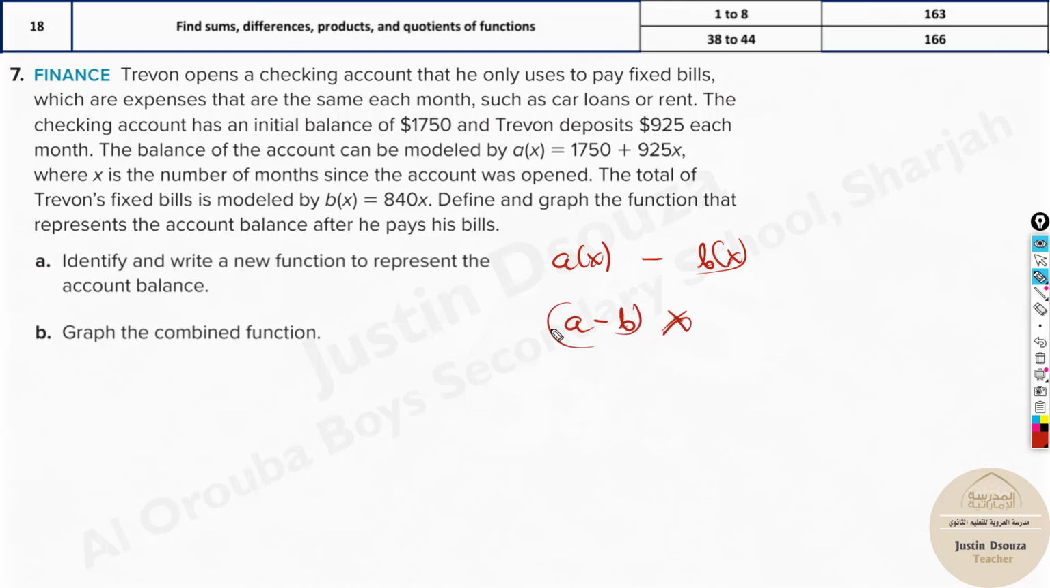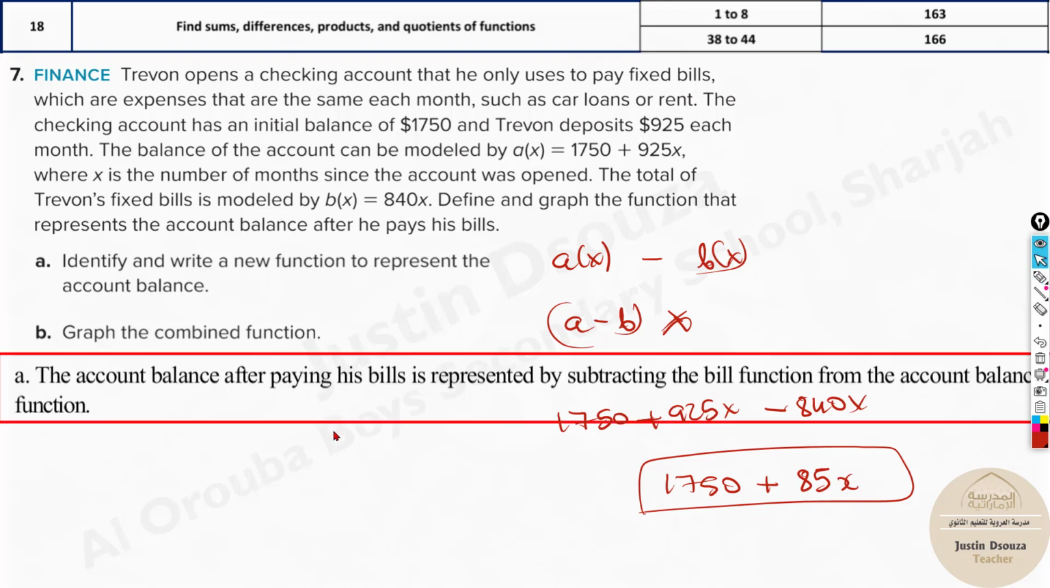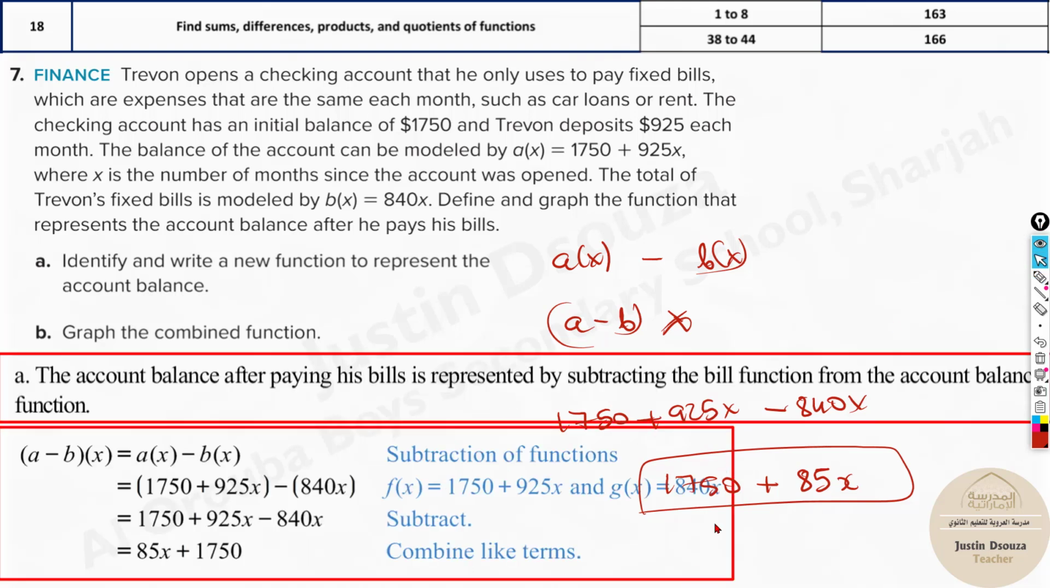Composition of functions. And now your first one is 1750 plus 925x minus 840x. So it is 1750 plus 85x. So this is the given function. So that is part A, combined account balance. You can write 85x first, that's fine. And this is the answer.